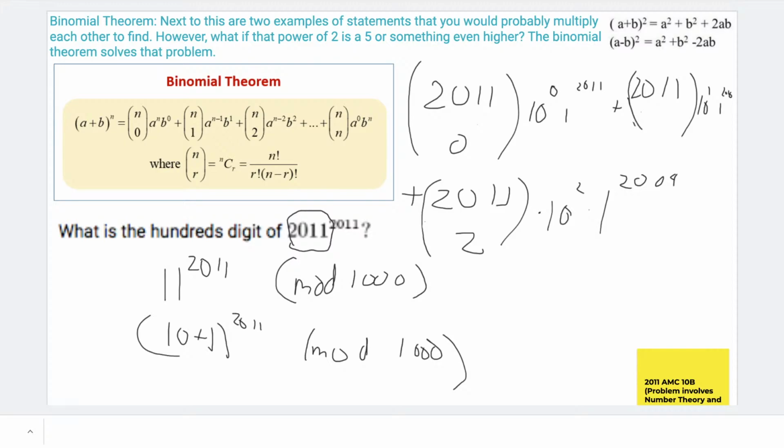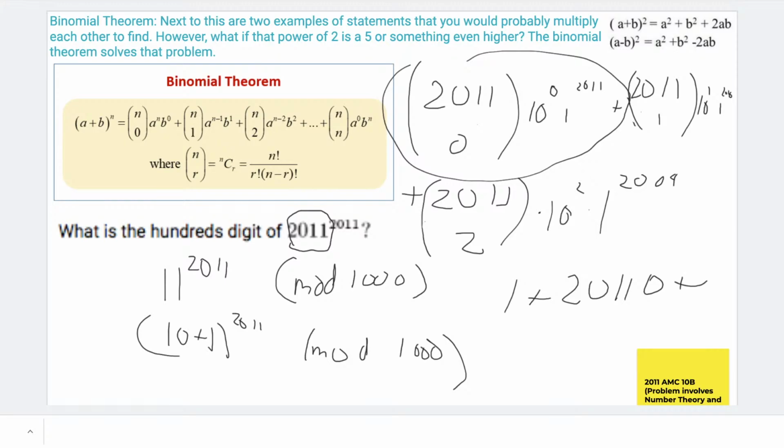And we're done here. We know 1 to the power of 2011 is just 1. 10 to the power of 0 is just 1. And 2011 choose 0 is just 1. So this complicated looking thing brings in 1. Plus, now we're going to calculate the next term. 2011 times 10 to the power of 1 is obviously 20,110. And 1 to the power of whatever number is always going to be 1. So we have to add this to 2011.